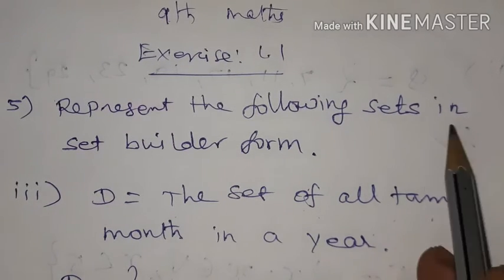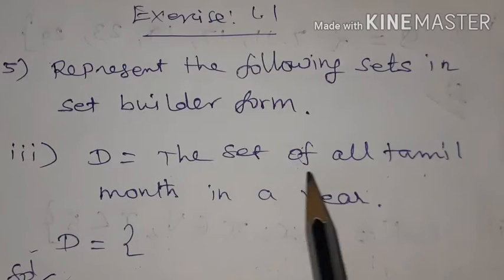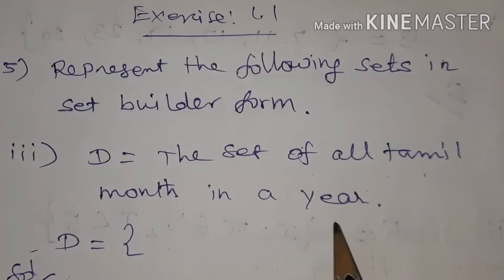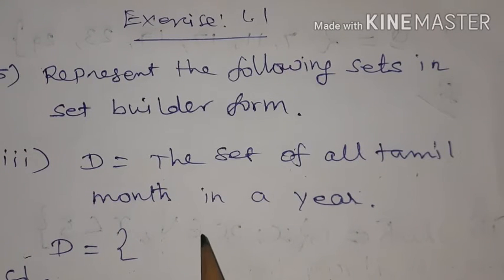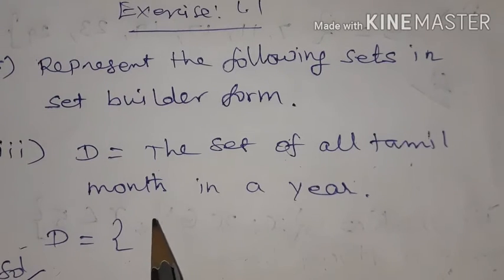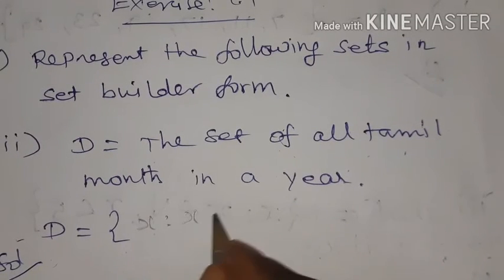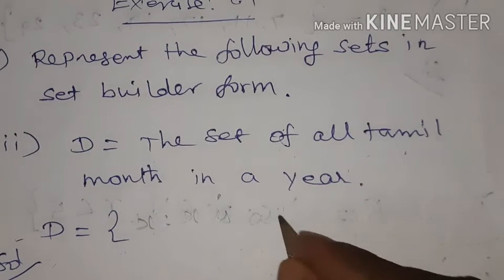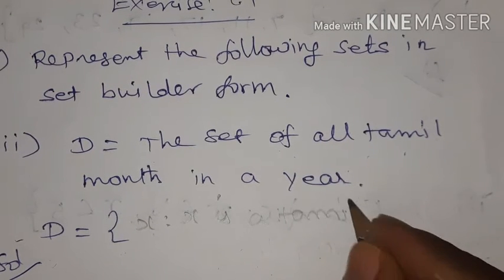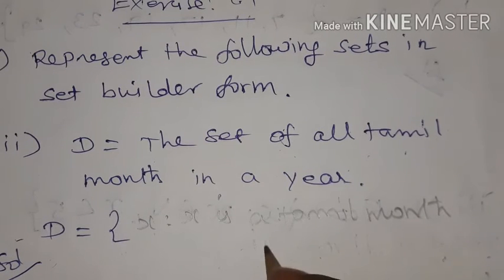Represent the following sets in set builder form. Third sum: T is equal to the set of all Tamil months in a year. Here the descriptive form is given. We want to change it to set builder form. So T is equal to the set of all x such that x is a Tamil month in a year.